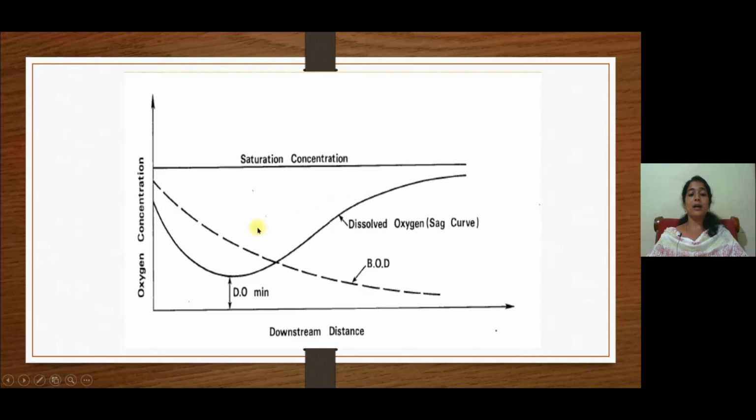This is the oxygen sag curve, and the dotted line shown in the graph is the BOD curve. At the disposal point, the biochemical oxygen demand will be very high, and this BOD content utilizes the dissolved oxygen content in the dilution water, and the BOD content will get reduced and it will be minimum at a distance far from the point of disposal.